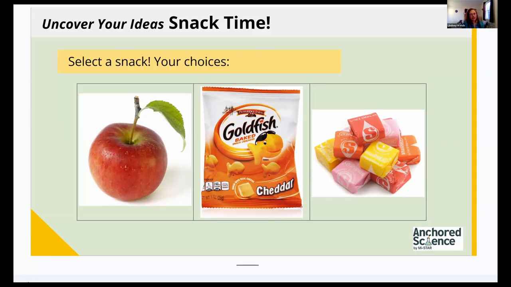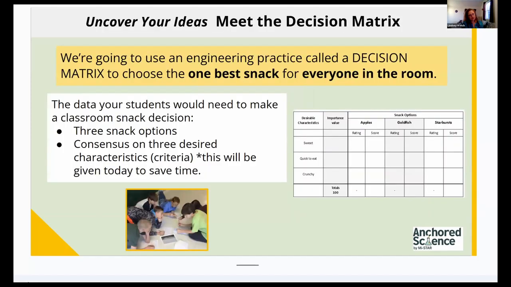And then they're going to use some of the information, their opinions about the snacks to come to consensus on one best snack for the whole class. Well, you're probably going to get some varying preferences, student to student, even small group to small group. And so it provides some good discussion. Like I said, you might want to preload the snack options.